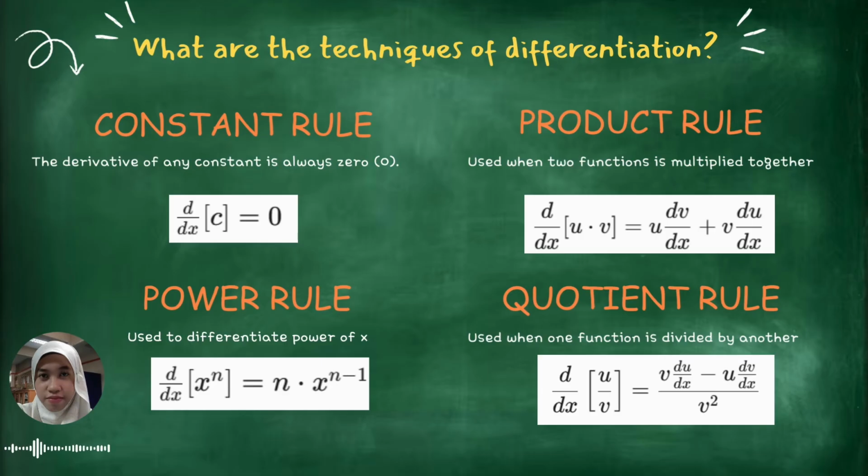Next is product rule, used when two functions are multiplied together. The formula is d over dx of u times v equals u times dv over dx plus v times du over dx. Next is quotient rule, used when one function is divided by another. The formula is d over dx of u over v equals v times du over dx minus u times dv over dx, all over v squared.